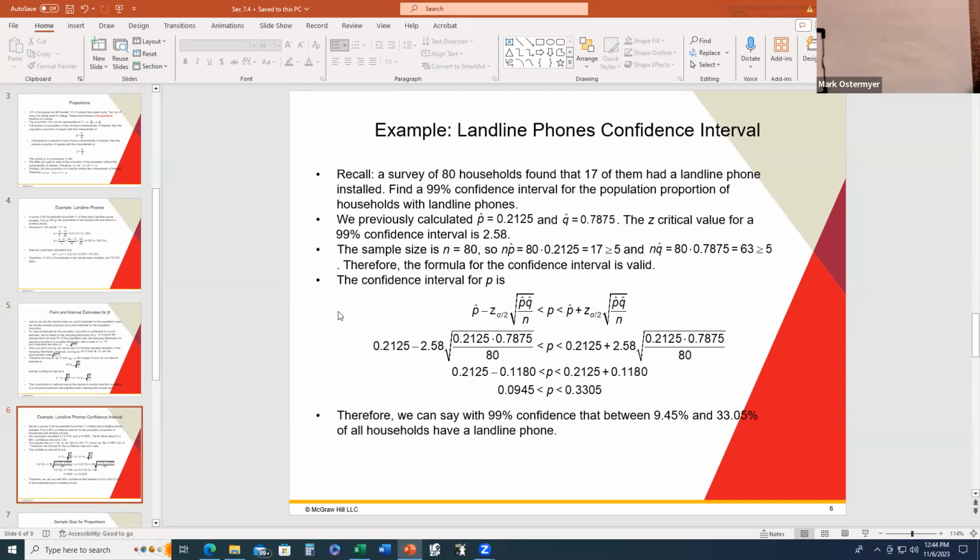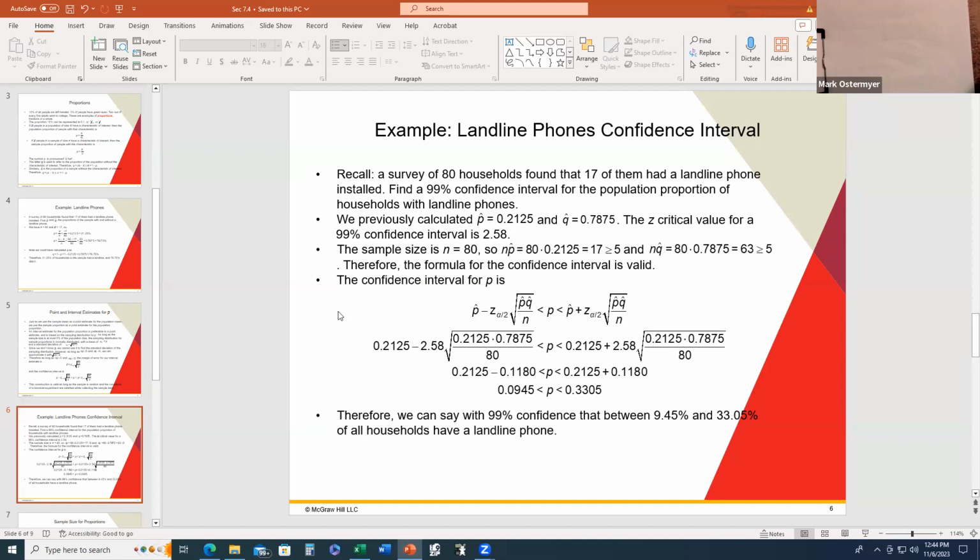All right, here's an example. We can revert back to our landline phone example that we had in the past. Of 80 households, 17 had landlines. They want us to find a 99% confidence interval for the population proportion of all households in the entire population, which could number in the hundreds of thousands or millions, that have landline phones.